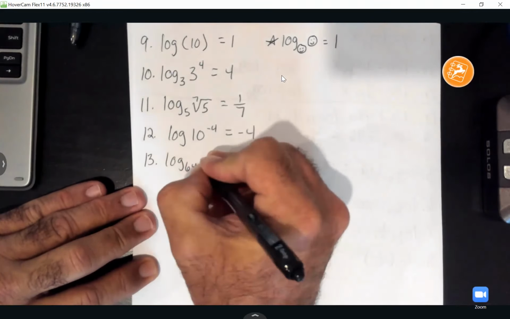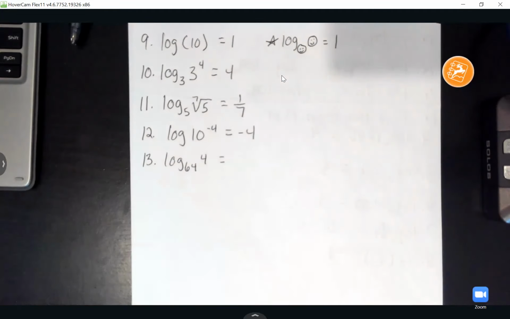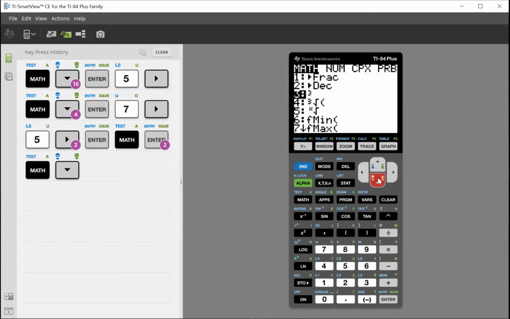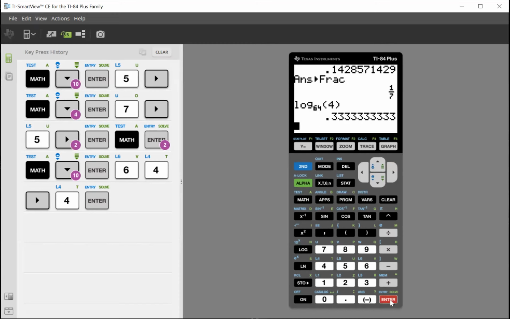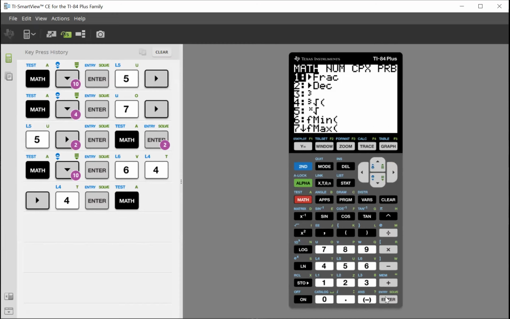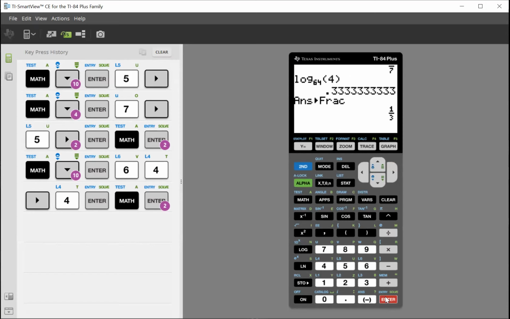Log base 64 of a 4. So y'all push that in and see what you get. So we're going to go to log base. Is it 1/3? Oh, good job, because you got a 64 here. You got a 4 there. So anytime that result is smaller than your base, you're going to get a decimal, and then we're going to turn that back into a fraction. And you do get a 1/3.